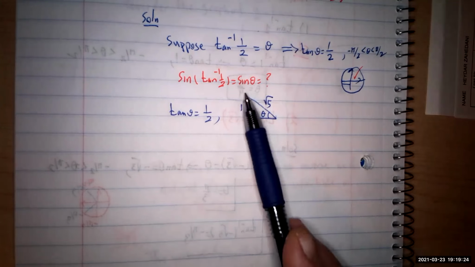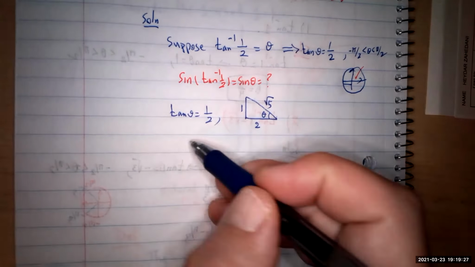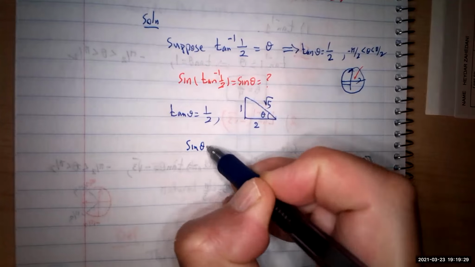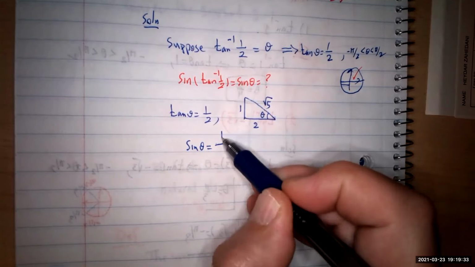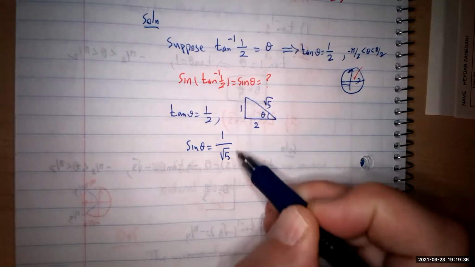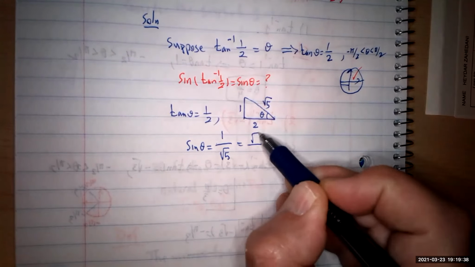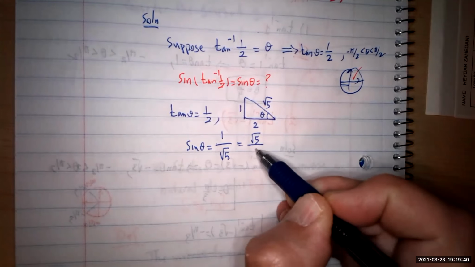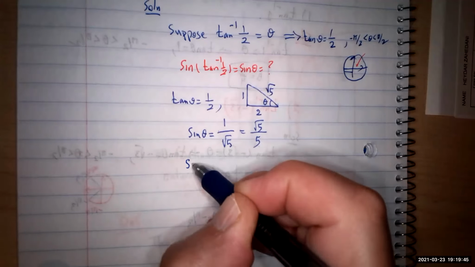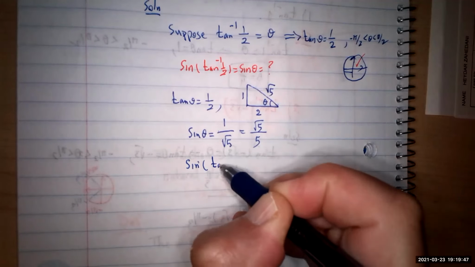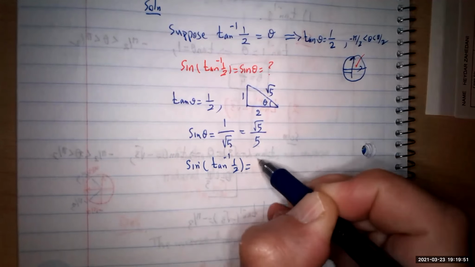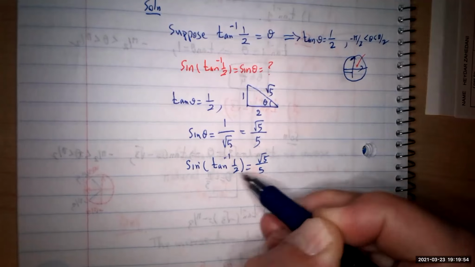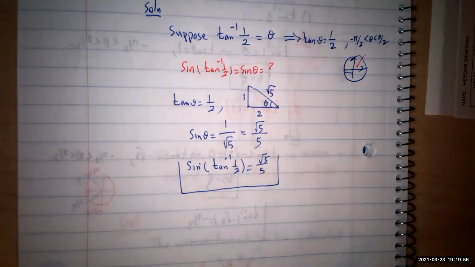Okay, but you want to find the sine. So the sine of theta is positive, and it's going to be the opposite over the radical 5. And you rationalize it, radical 5 over 5, the final answer. So the sine of the tan inverse of 1/2 is equal to the radical 5 over 5, and we are done.